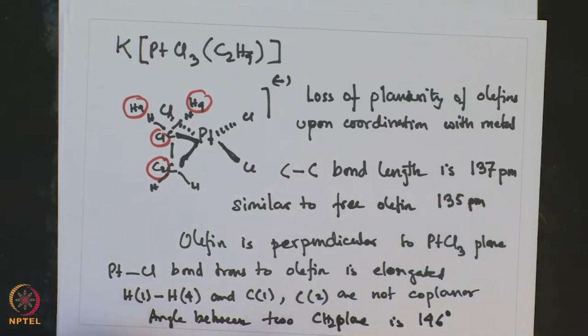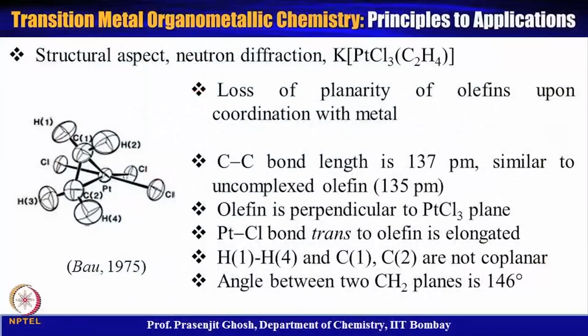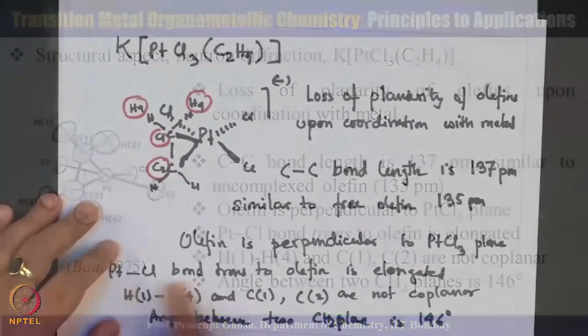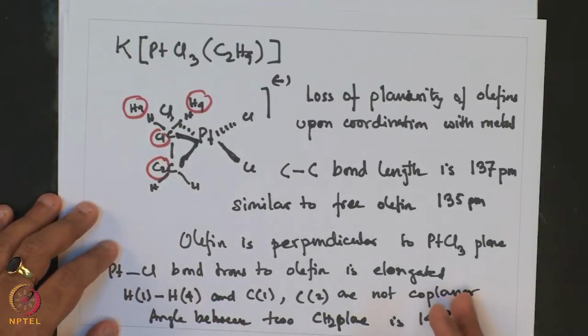So, here is a nice example where one can look at the structural parameters of the olefin after it binds to the metal center, and this has been done by the structural characterization of the Zeise's salt, where we saw that there is a loss of planarity of olefin upon binding. CC bond length has slightly increased from 135 picometer to 137. Olefinic CC bond is perpendicular to the PtCl3 plane, and lastly, the chlorine which is trans to the olefin is slightly elongated as a result of the trans influence.